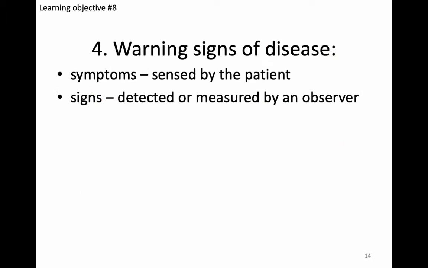Warning signs of disease are categorized as either symptoms or signs, where symptoms are sensed by the patient, signs are detected or measured by an observer. So when you go to the physician to be treated for an illness, the physician will ask what your symptoms are, because these are things that cannot be measured and can only be sensed by you. Examples would be nausea, malaise, fatigue, chills, and signs would be externally measurable things like fever, white blood cell count, appearance of a rash, etc.